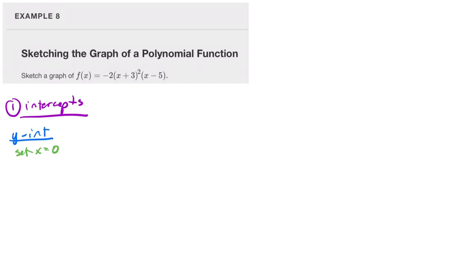So if we set x to 0, that's going to be 9 times negative 2, which is negative 18. So it's like 18 times 5. 20 times 5 is what, 100? But then that's 10 too many, so it should be 90.